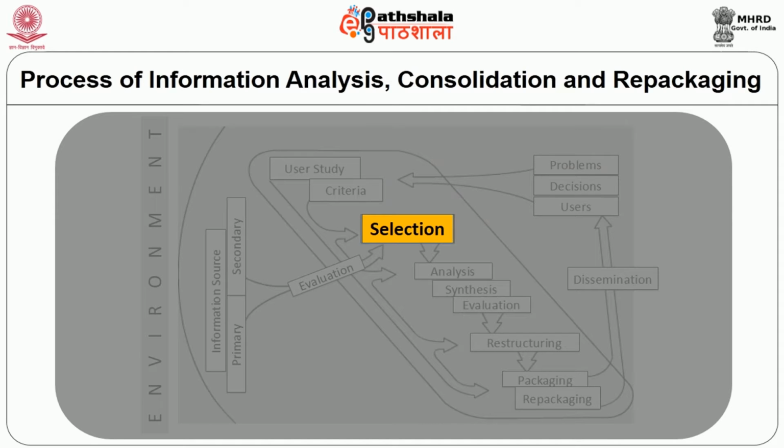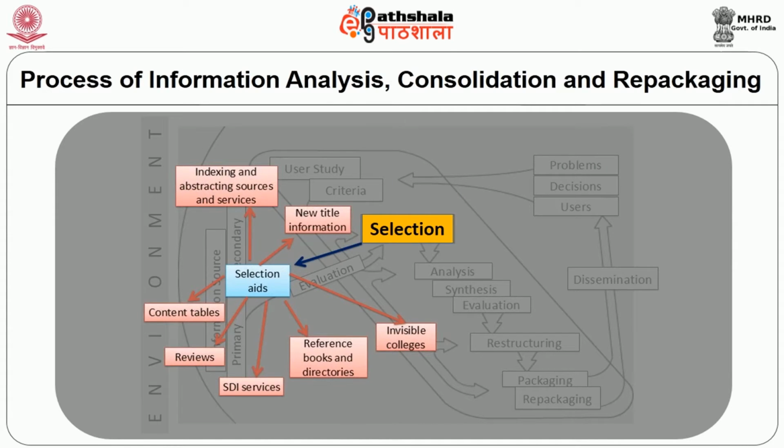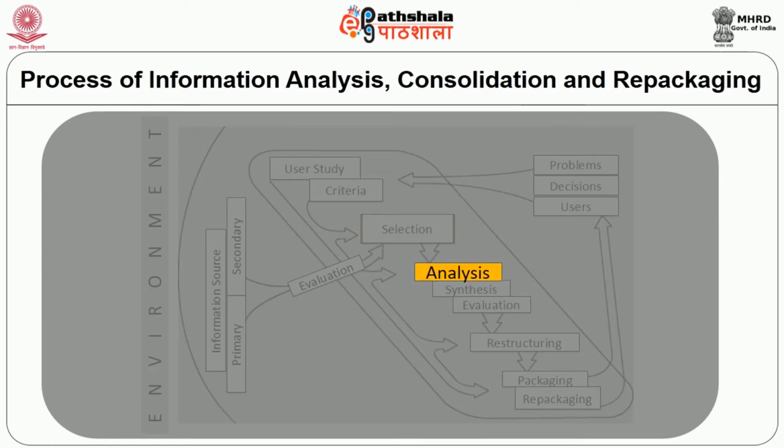The next step is the selection aids, which involve basic bibliography, selection lists, reviews which may be formal or informal, reference books and directories, content tables, indexing services, SDI services, new title information and invisible collectors. You can see the slide where step number 2, that is information analysis, is outlined. Selection and evaluation are followed by information analysis and synthesis to be used in the products and services for dissemination to the target special users.